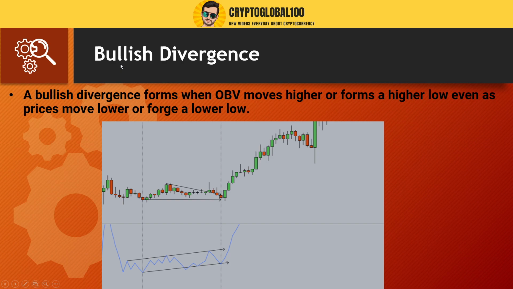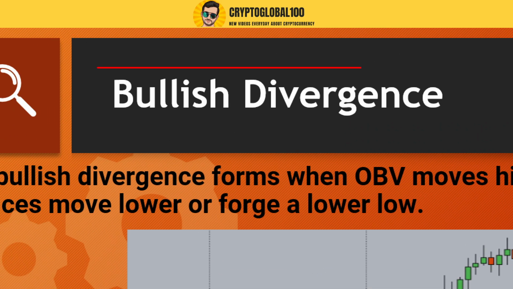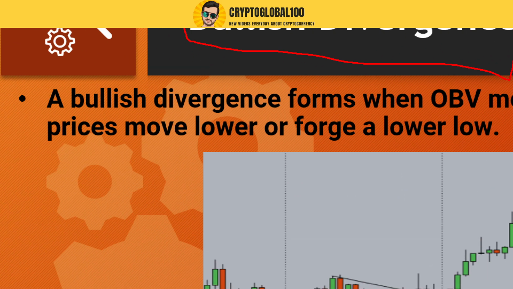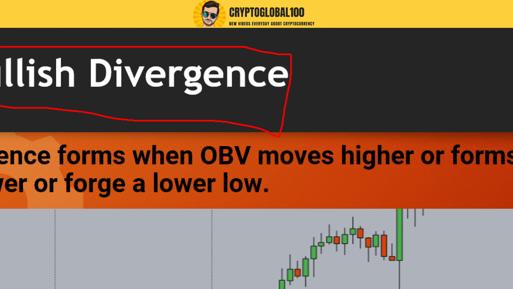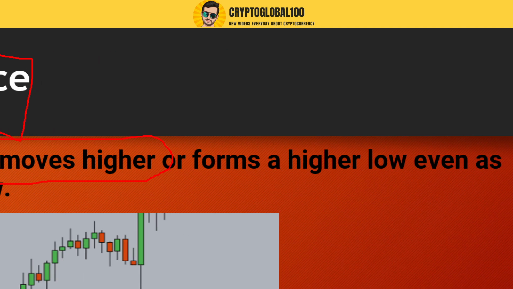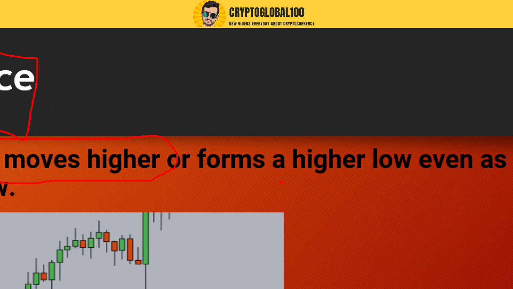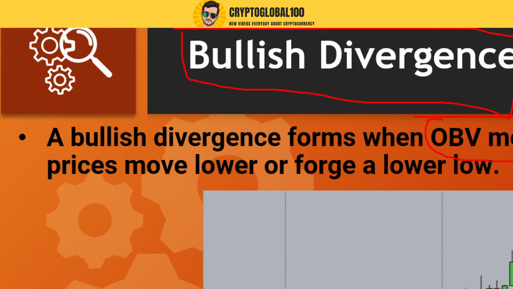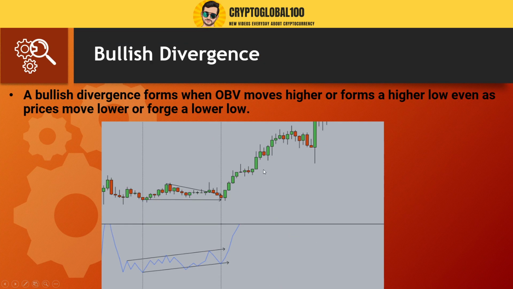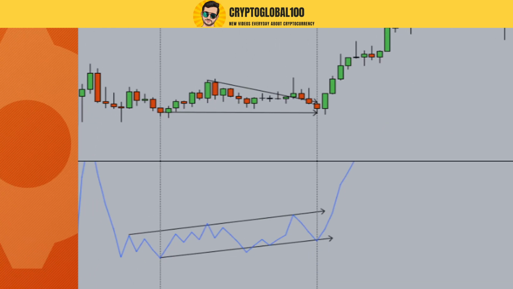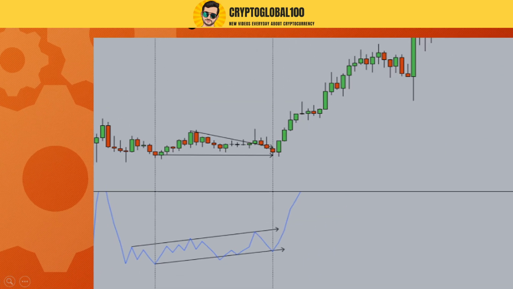The first example is the divergence, bullish divergence. So what happens during the bullish divergence? The bullish divergence forms when OBV moves higher, or forms a higher low, even as the price moves lower or forms a lower low. Now let's take a look at this example. This is a latest example I took from the Solana coin.